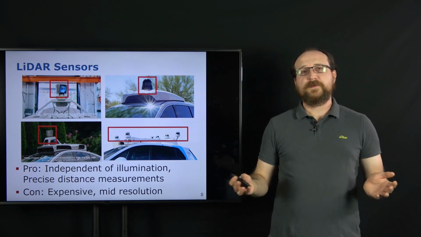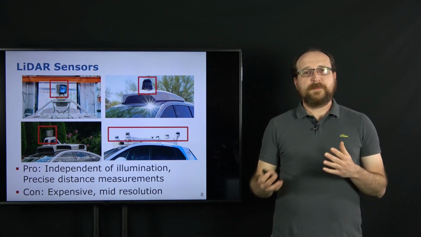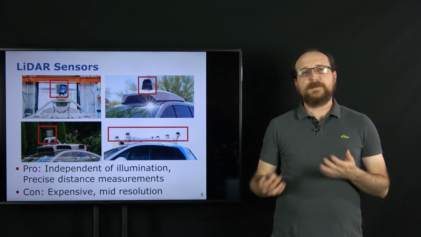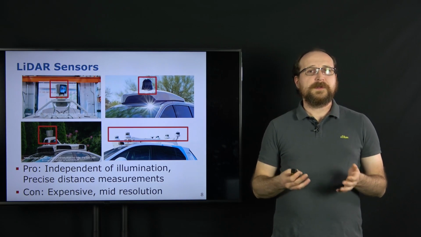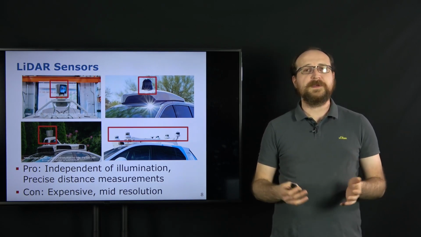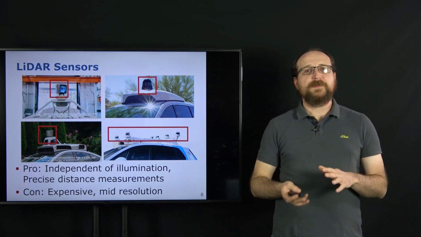The disadvantage of LiDAR sensors is that they are very expensive. In comparison to cameras, there is an order of magnitude in the cost involved. The other disadvantage is that LiDAR sensors that are available today usually only provide a mid-resolution. So that means it is in between cameras and the other sensors.